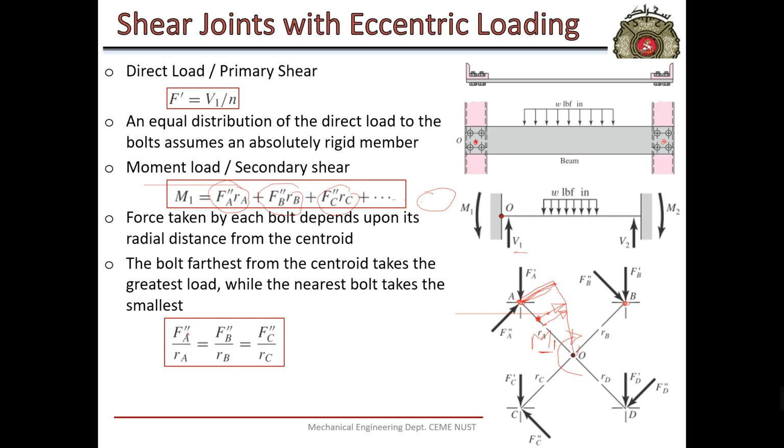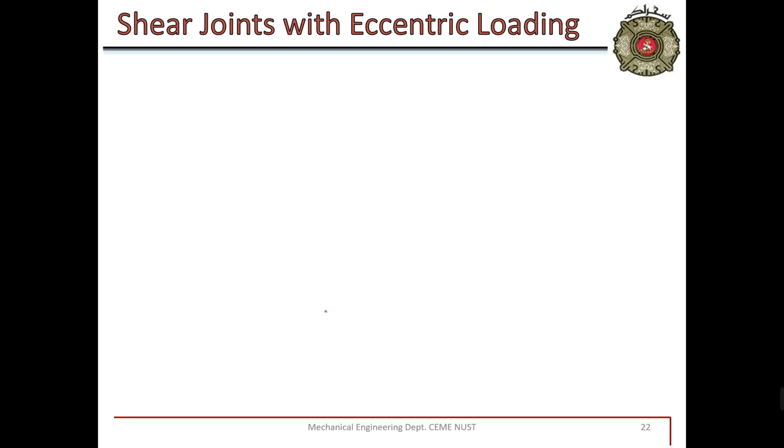Fa, the secondary shear force on rivet A, divided by the radius, the perpendicular distance from O. This ratio is the same for all. This ratio remains the same for all the cases. Now we have two equations, one this and two this. From these equations, we can calculate the force resisted by each bolt.